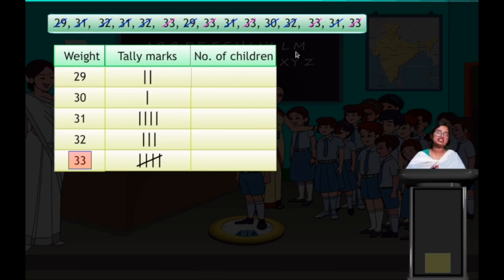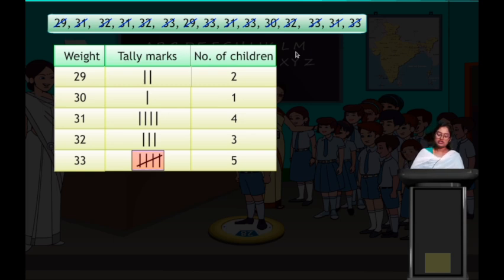So now let us write the number of children. That is the frequency. So here you can see in the first row, the tally marks is 2. Then the number of students is also 2. This means 2 students have their weight equal to 29 kg. Like this, 1. So what about the third value? It is 4, right? And like this, we can write the number of students.